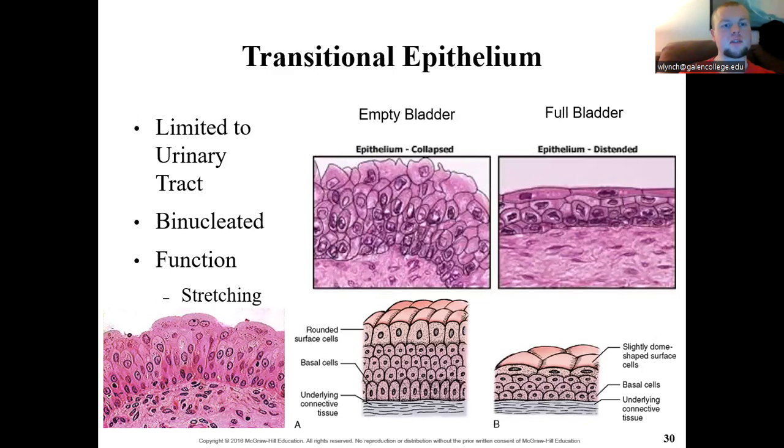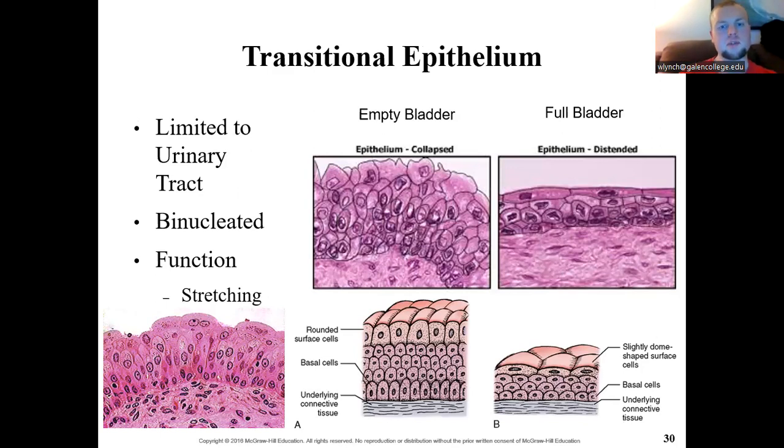Transitional epithelium is going to be found in the urinary system. So we find this in the kidneys, sorry, not the kidneys, in the bladder and in the ureters. And this is going to allow for volume expansion. So the function is going to be stretching.